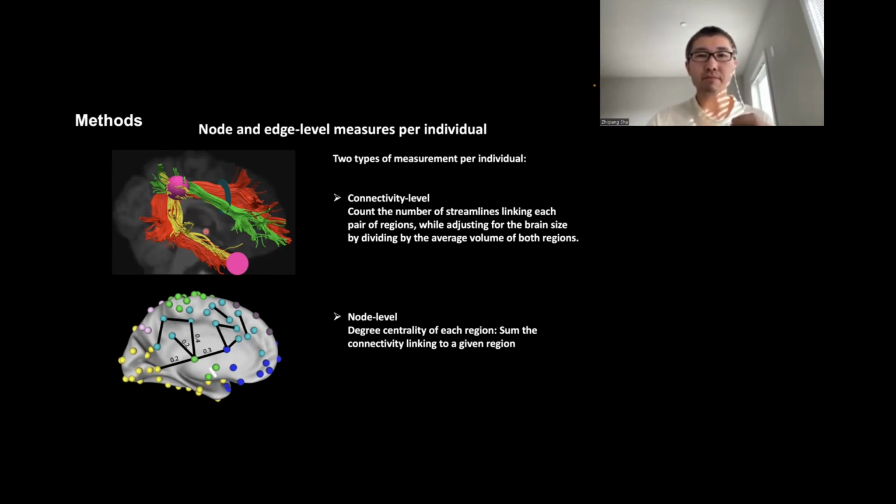And at the nodal level, we counted the degree centrality for this region by summing the connectivity linking a given region. For example, this green region has 4 connectivities, and the degree centrality of this region is 0.1 plus 0.2 plus 0.4 plus 0.3, that is 1.1.